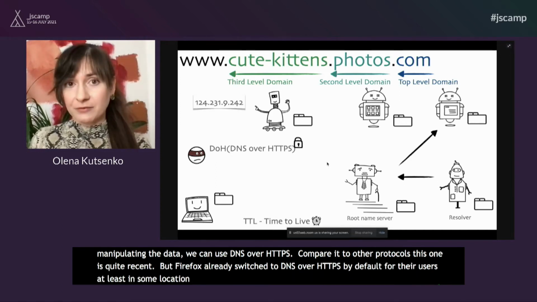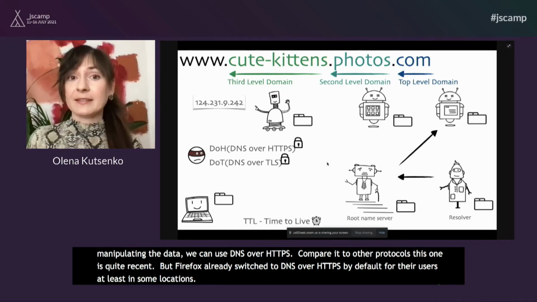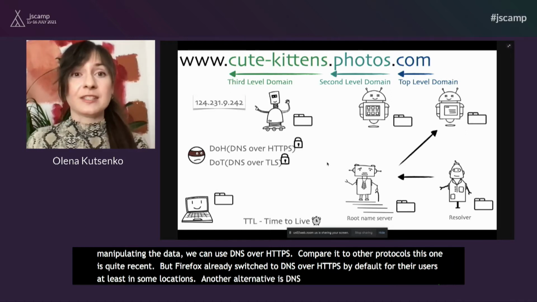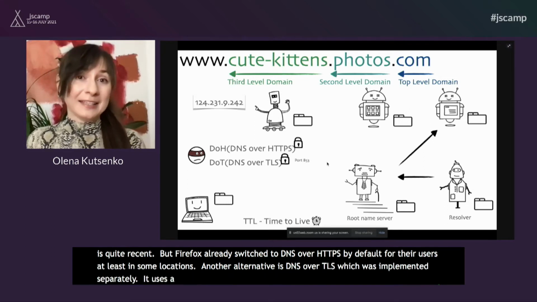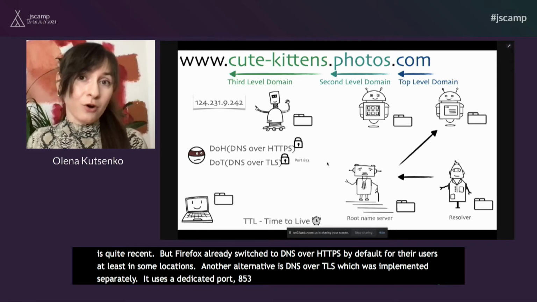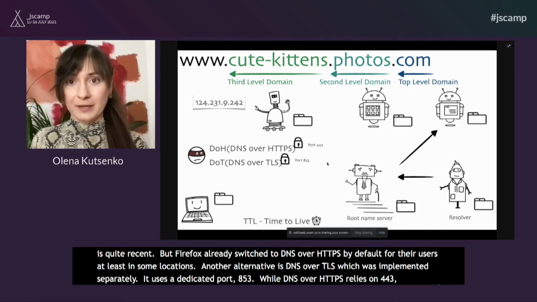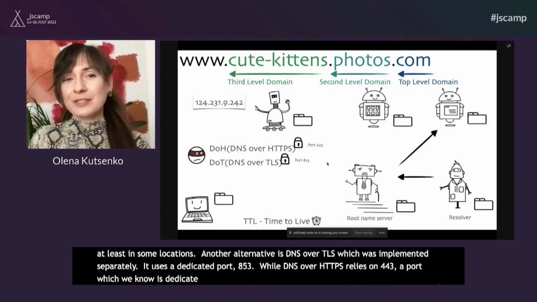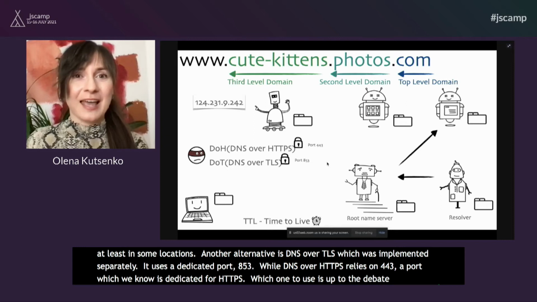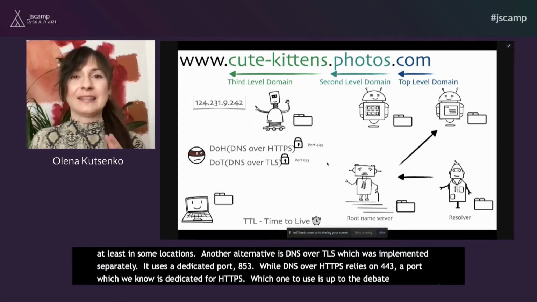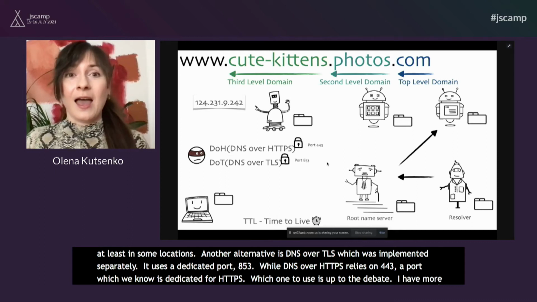Another alternative is DNS over TLS, which was implemented separately. It uses a dedicated port 853, while DNS over HTTPS relies on 443, a port which we know is dedicated for HTTPS. Which one to use is up for debate. I will leave more information about the standards at the end of the slide so you can decide what is better in your case.